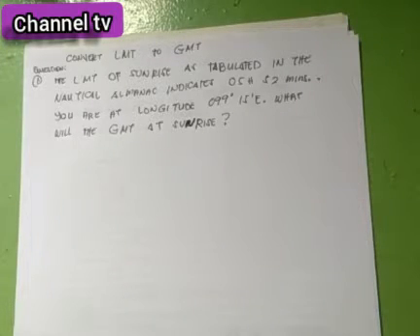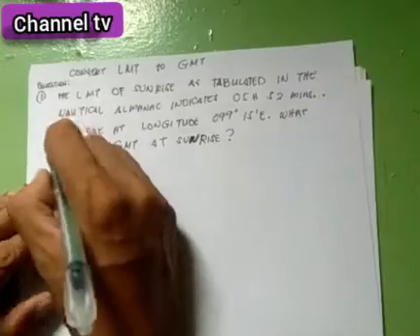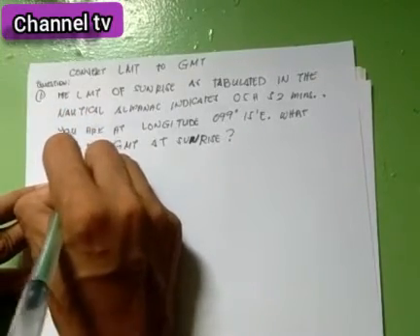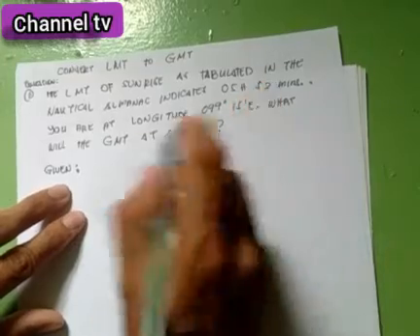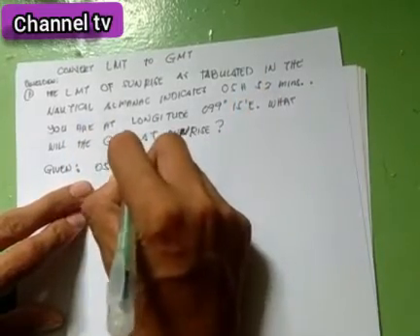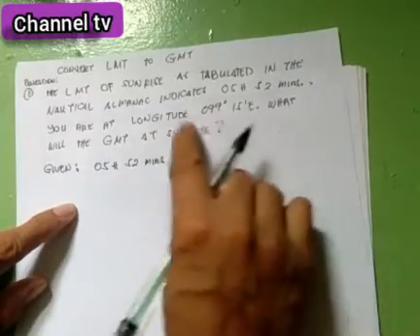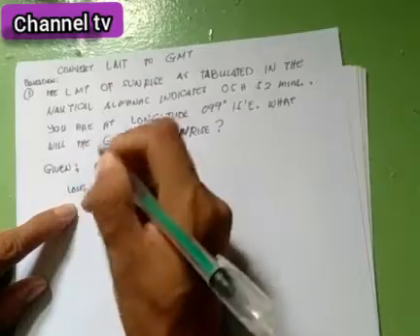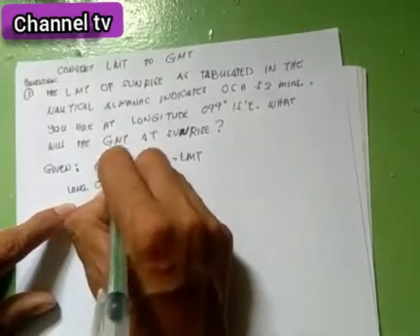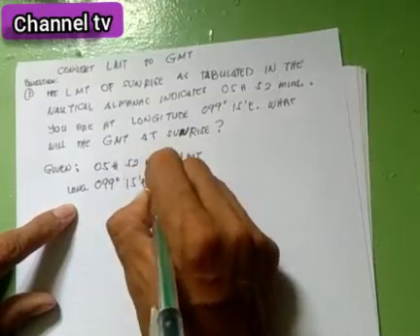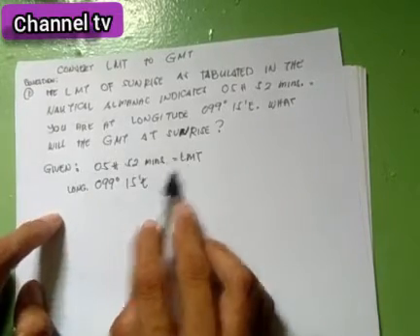So ngayon, what will be the GMT of sunrise? So una ay sulat natin yung given. Ang given natin is 05 hours and 52 minutes, LMT. And ang longitude is 099 degrees, 10 minutes, east.